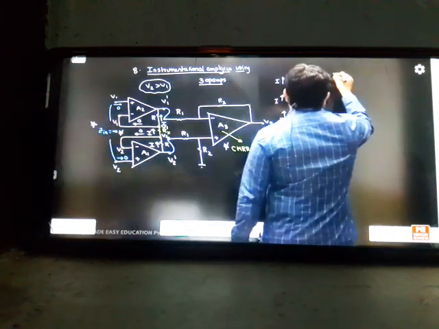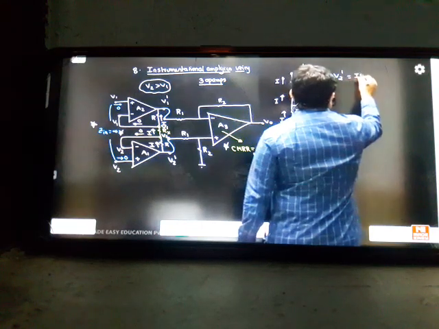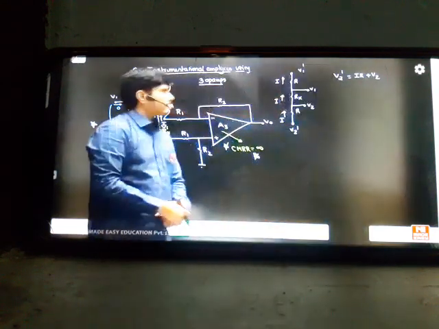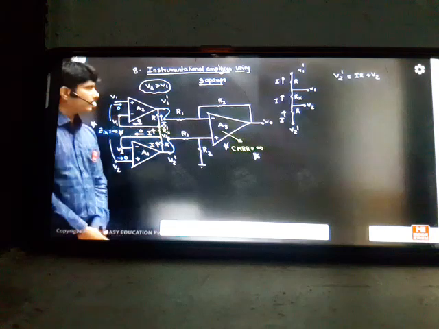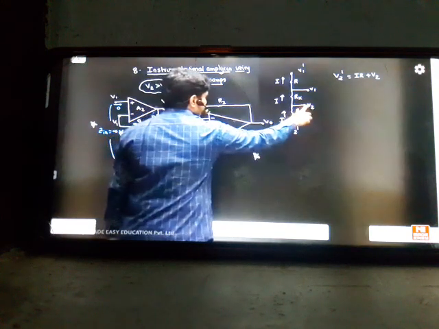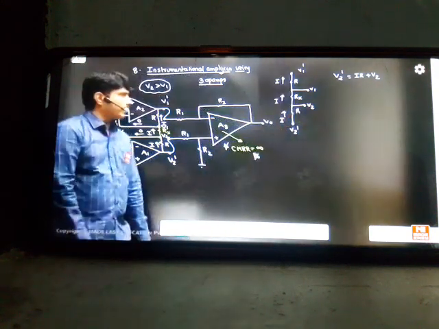If you see on the board, your V2 dash I can simply write as I into R plus V2 is my answer. Understand once how it was written. The first answer I have written is this voltage is equal to current into resistor plus V2. V2 is nothing but this total voltage. So V2 plus IR will be V2 dash.